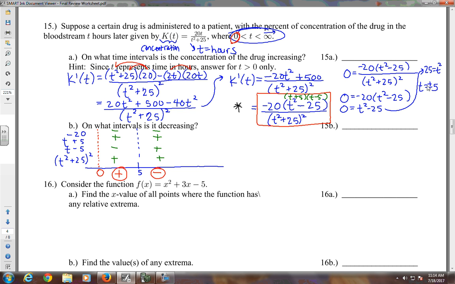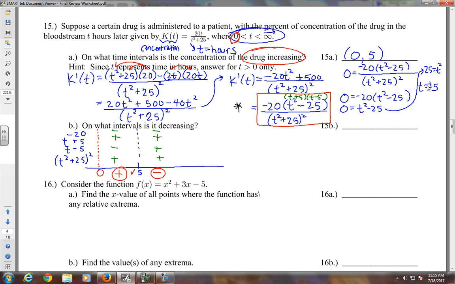Remember, part A, we haven't answered part A yet. It says, where is the concentration increasing? It's going to be increasing where my derivative is positive, and I'm always going to express it as an open interval. So the drug is increasing between the administration at 0 hours until 5 hours later. So the patient takes the drug, it's sent into the bloodstream, and the amount in the bloodstream increases for 5 hours.